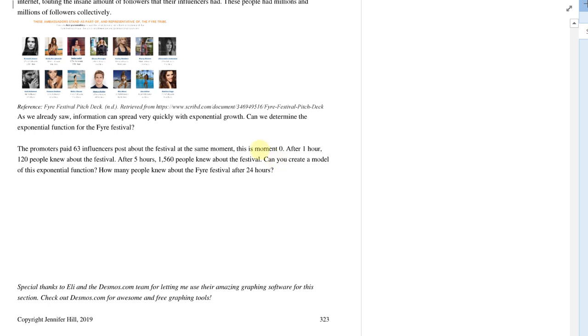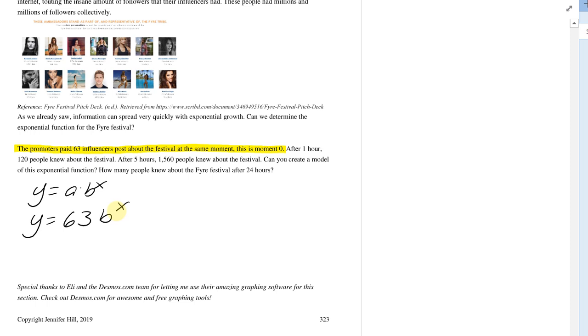Okay, so we've got several pieces of information here. I'm going to walk you through how to work with this. So let's start with this first part. If I have this structure, y equals a times b to the x, where a is my starting point, well, I know that my starting point is these 63 people, right? So if I'm trying to figure out the growth model for this festival, I'm going to use 63 for my a. So now I just have to figure out what is my b to the x.